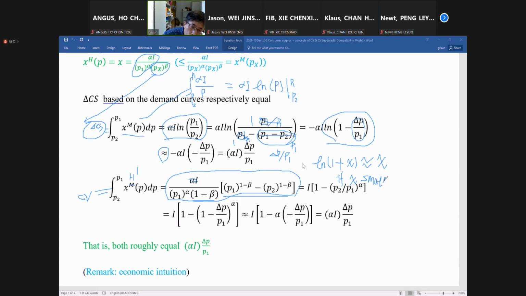For any small x, this must be true. You can confirm this from what you have learned in mathematics. The idea is, when x is small, the value of this function, log 1 plus x, will be equal to the first order derivative at x equals 0 times x. That will be roughly equal to x.